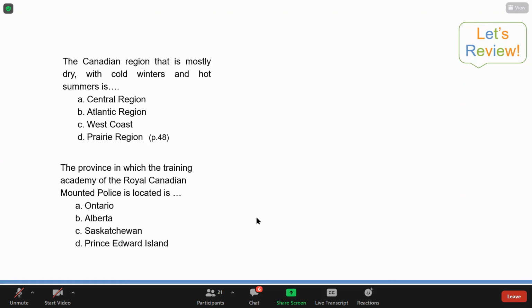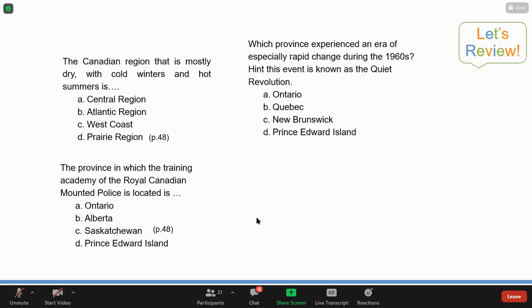Okay, next: the province in which the training academy of the Royal Canadian Mounted Police is located is? Saskatchewan, yeah, that's correct. That's page number 48. Feroz just mentioned that recently.